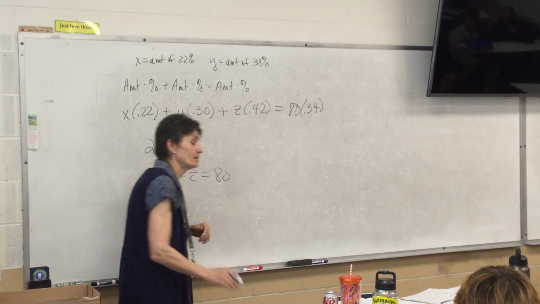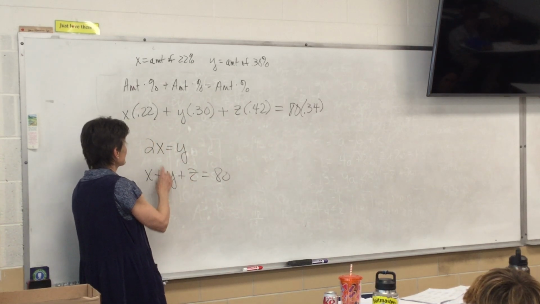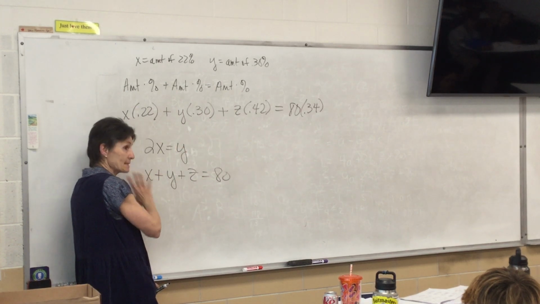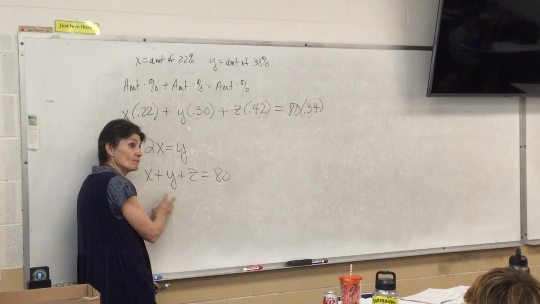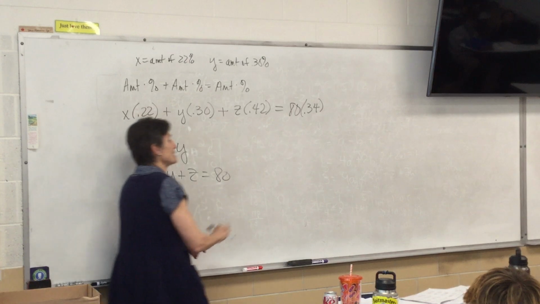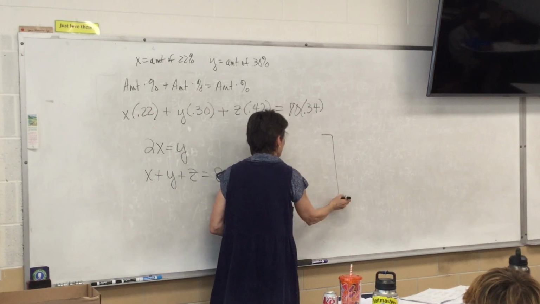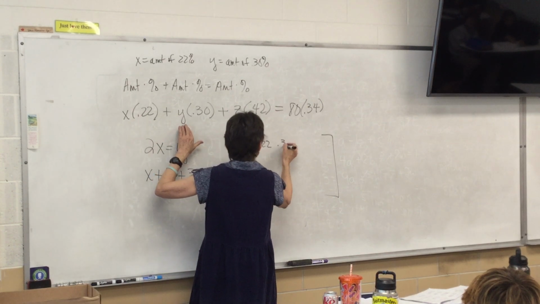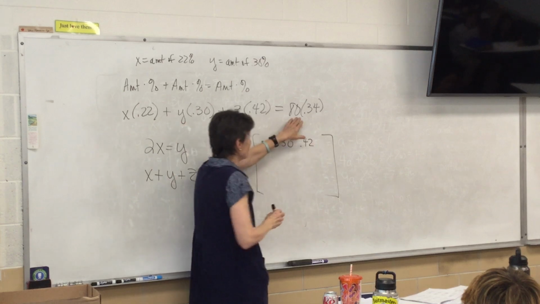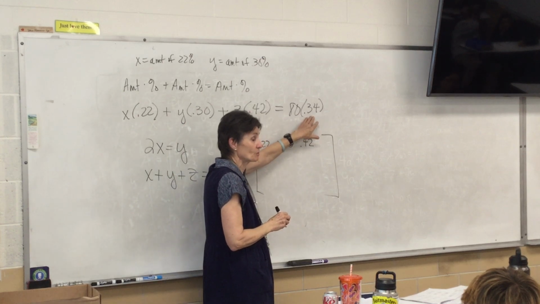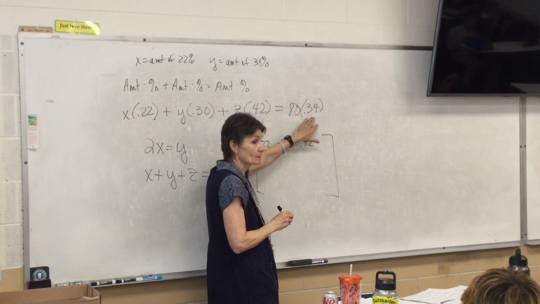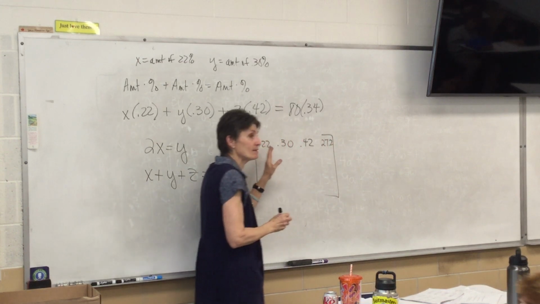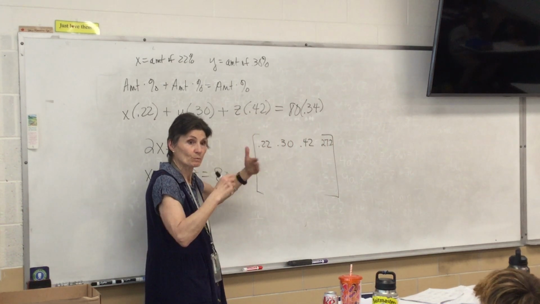I don't care how you solve it. You could do some substituting if you wanted. It's completely up to you. By hand, I mean. Or you can set up a matrix and do it either with the inverse method or RREF. If you did set up a matrix, and again, this is completely up to you, one row is going to be 0.22, 0.30, 0.42, and then this is going to be 80 times 0.34. What is 80 times 0.34? 27.2. Does that make sense to everybody, that that would be one of the rows?